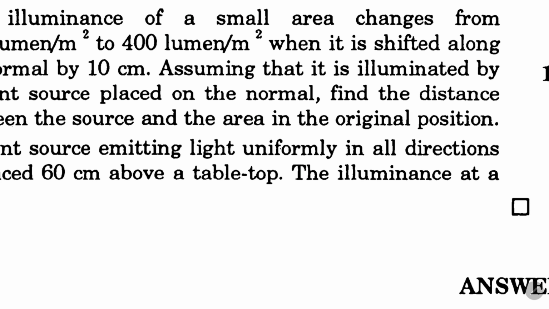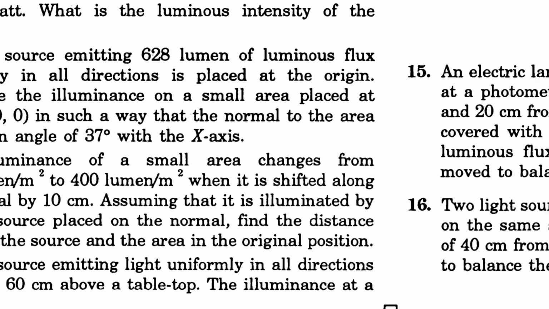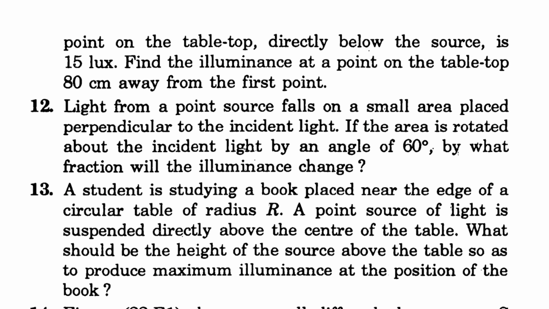In the 11th one, we have a point source emitting light uniformly in all direction. It is placed 60 centimeter above a tabletop. Now illuminance at a point on the tabletop directly below the source is given, which is 15 lux. So we need to find the illuminance at a point on the tabletop 80 centimeter away from the first point. So this one is the 11th one.